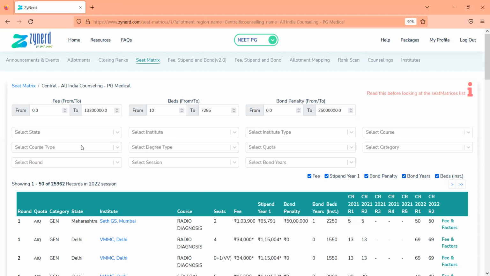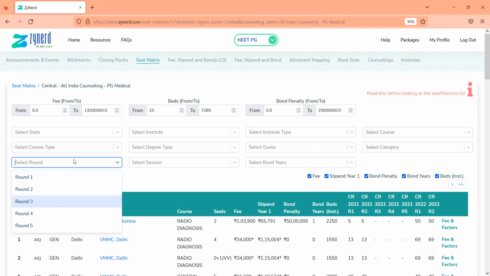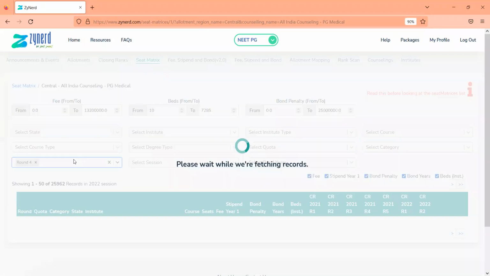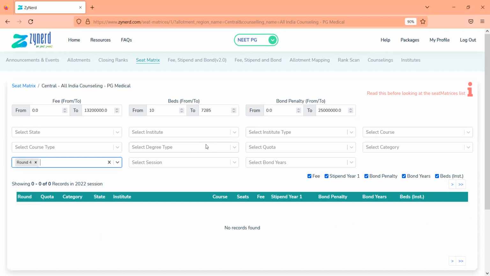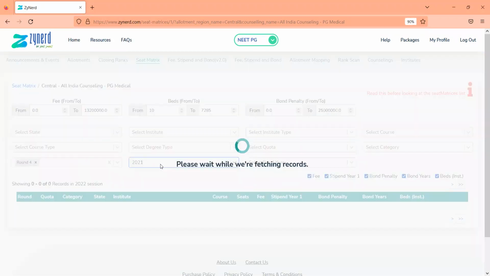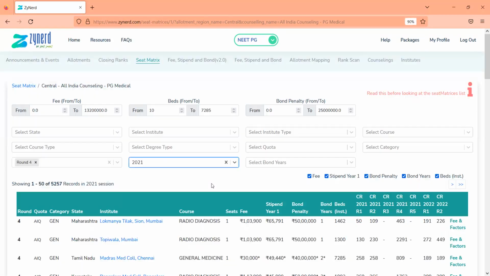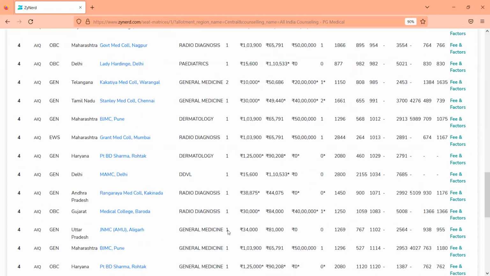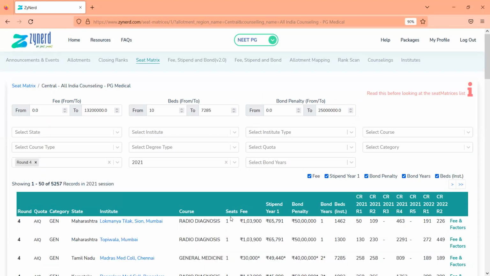Now, where do you need to figure out last year's mop-up seat matrix? Last year was round 4, and you will have to select session as 2021. Once you do that, you will be able to see the entire seat matrix of last year. Now, this is not 5,257 seats. Don't go by this. There will be multiple seats within this. We will do a comparison of last year's seat matrix versus the expected seat matrix of this year and share it in a day or two.